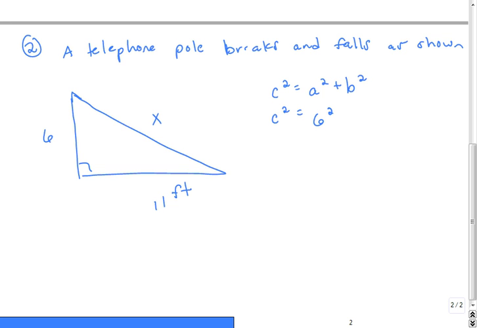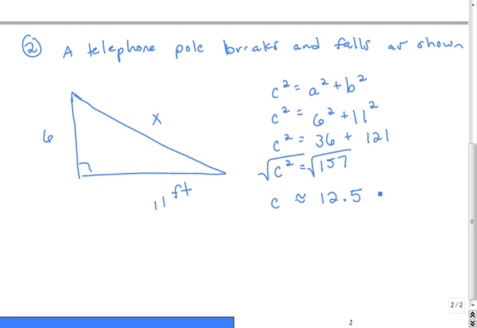Okay, so I know that I'm trying to find my hypotenuse. I know that one side is 6. I know that the other leg is 11. All right, so 6 squared is 36. 11 squared is 121. All right, 36 plus 121 is 157. So I'm going to square root both sides. So c is approximately 12.5 feet.